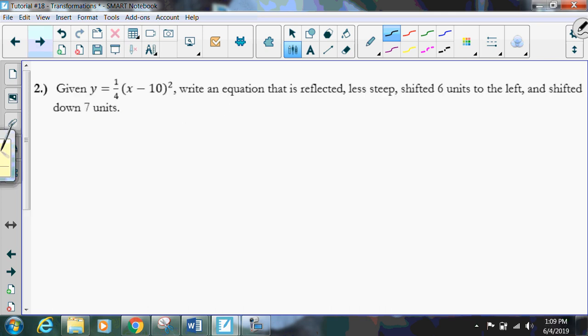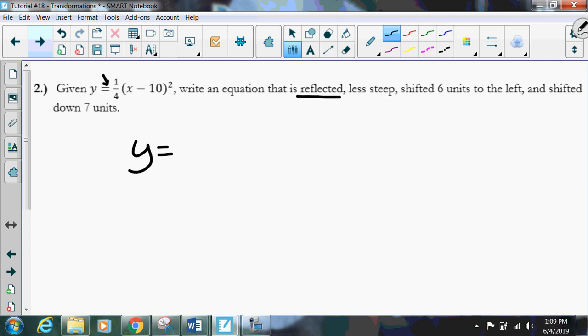All right, let's look at the second type of problem in this. We're given a quadratic equation, and we're asked to write an equation that's reflected, less steep, shifted 6 units to the left, and shifted down 7 units. So let's start with the reflected piece. So we know that both equations, the old and the new one we're about to write, will both have y equal. So the reflected part means I'm going to look at the sign that's right after the equal sign.